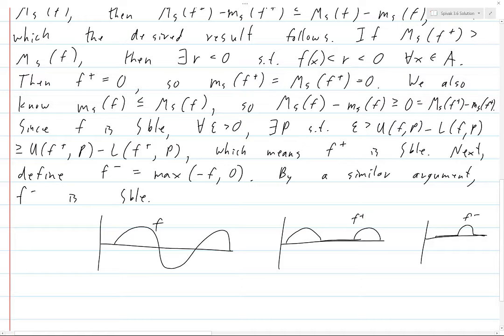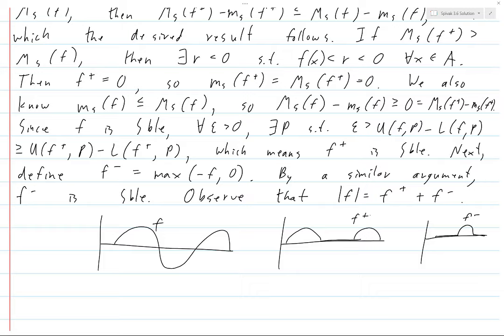Okay, so now observe that the absolute value of f is equal to f plus plus f minus. And there's a number of different ways to see this. One way is to look at this picture. f plus basically takes all the positive values of f and gives you those. What f minus does is it takes all the negative values of f and makes them positive. So you can see it that way.